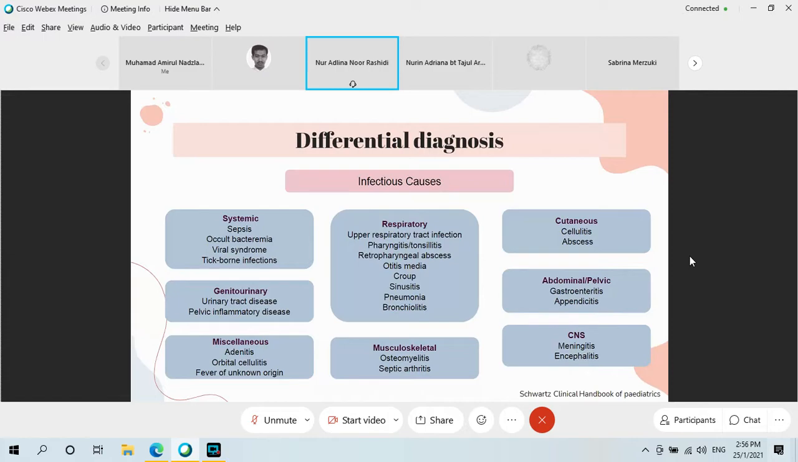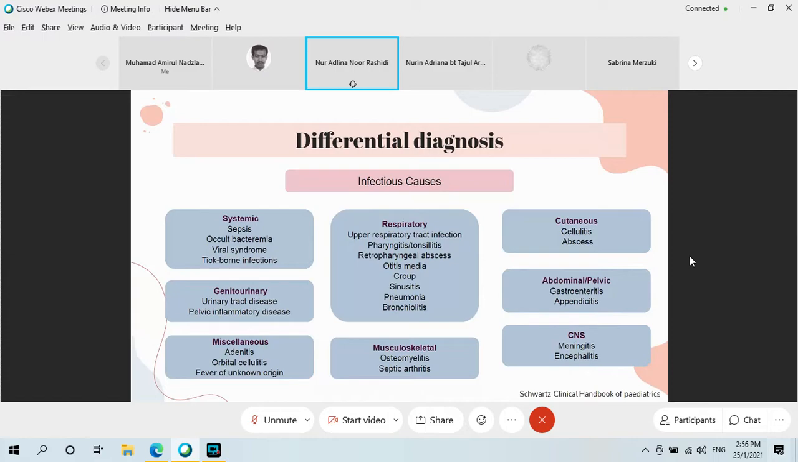And then if there is genitourinary infection, like a urinary tract infection, we might need to look for any hematuria, any frequent urination, and for a child that is already toilet trained, if they suddenly start wetting again, then we might also think of UTI. And then for pelvic inflammatory disease, if a girl of reproductive age comes with foul odor, burning sensation during urination, and abdominal pain, we can also think of PID.